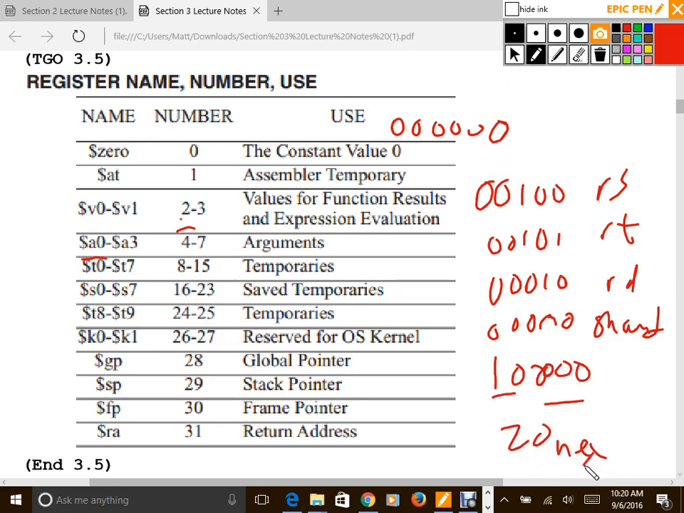Y'all recall how to convert from hex to binary? Everybody's feeling a little down from last night. Is that what's going on here? It happens.